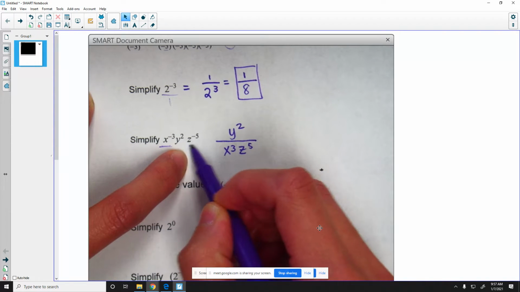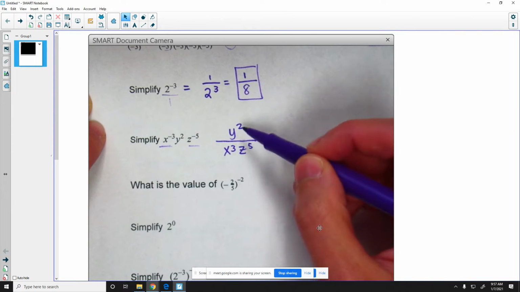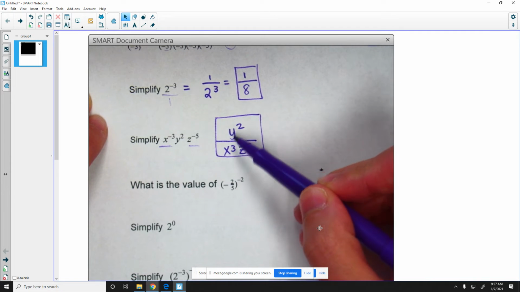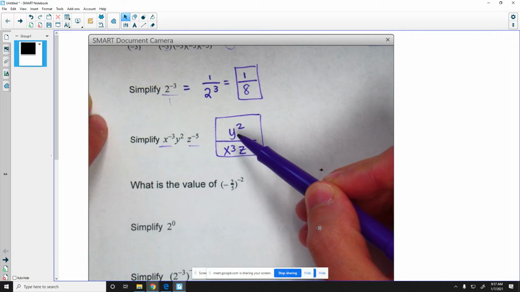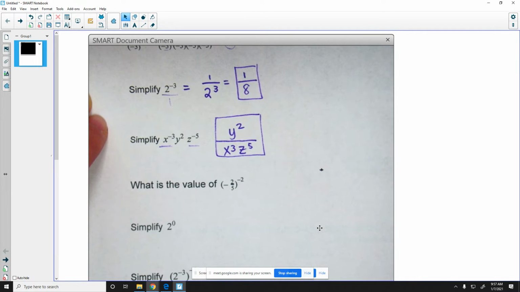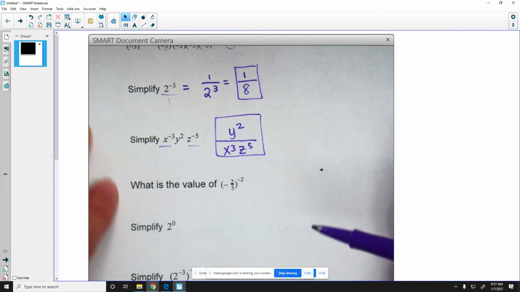Z, negative exponent, it flips, so it goes to the bottom. You can't simplify this anymore, right? You can't subtract or cross out any of the exponents because they're all different bases. They're different letters. You have a y and an x and a z. If you had the same letters, you could simplify it even more. But right now, since they're all different, you can't.